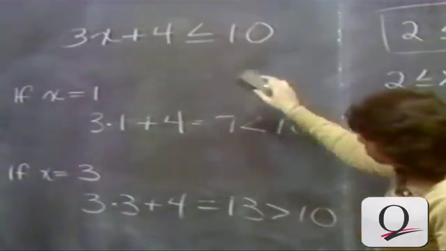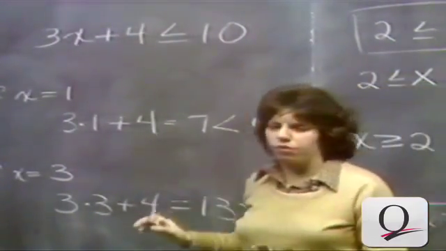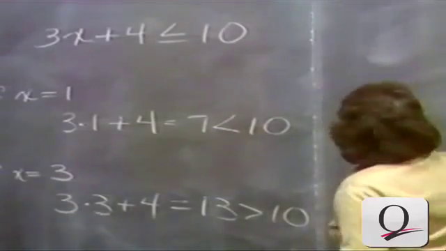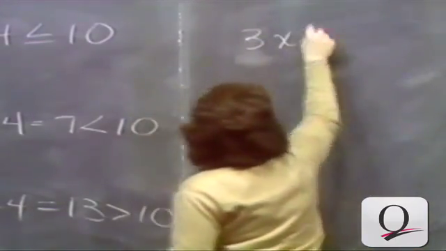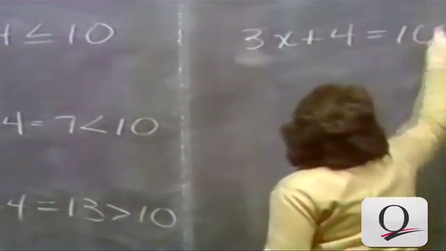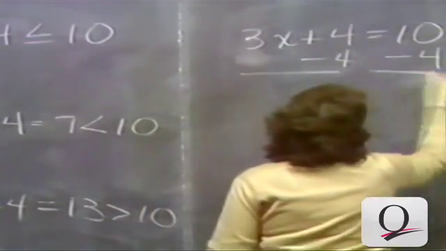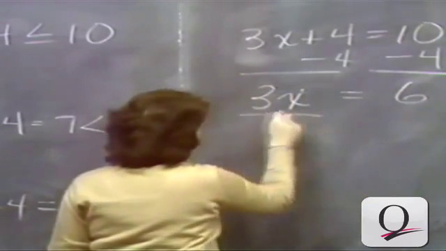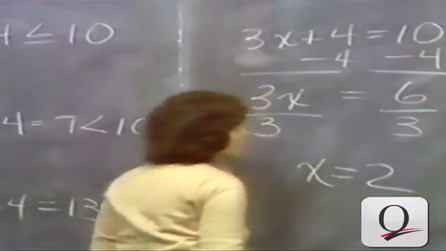Now we know if we were going to solve an equation, 3x plus 4 equals 10, we would subtract 4 from both sides. Let me show you how we would do it. If we had the equation 3x plus 4 equals 10, we would subtract 4 from both sides, and we would get 3x equals 6, then divide both sides by 3, and we would get x equals 2.